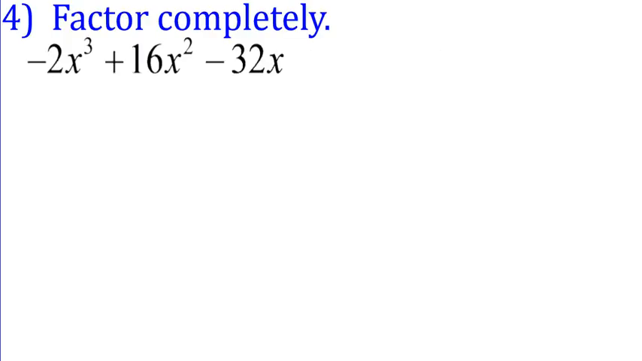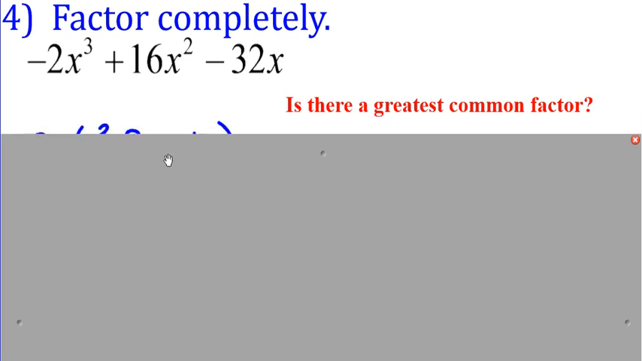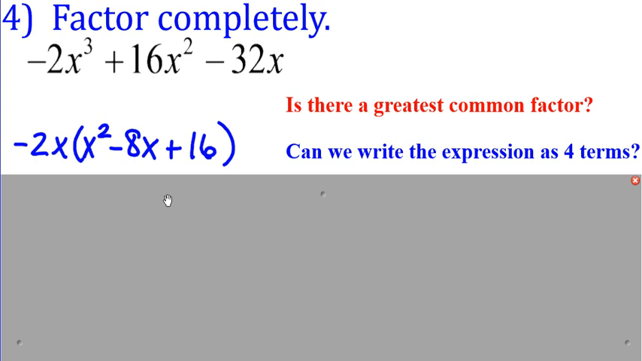Let's take a look at another one. Here we have negative 2x to the third plus 16x squared minus 32x. Again, with your polynomials, the first question you ask yourself is, is there a greatest common factor? So looking at each of the terms, we can see that they have an x in common. Also, they have a factor of 2. We usually don't like having leading coefficients being negative, so why don't we divide out a negative 2x from each term? In doing so, we would have x squared minus 8x plus 16.